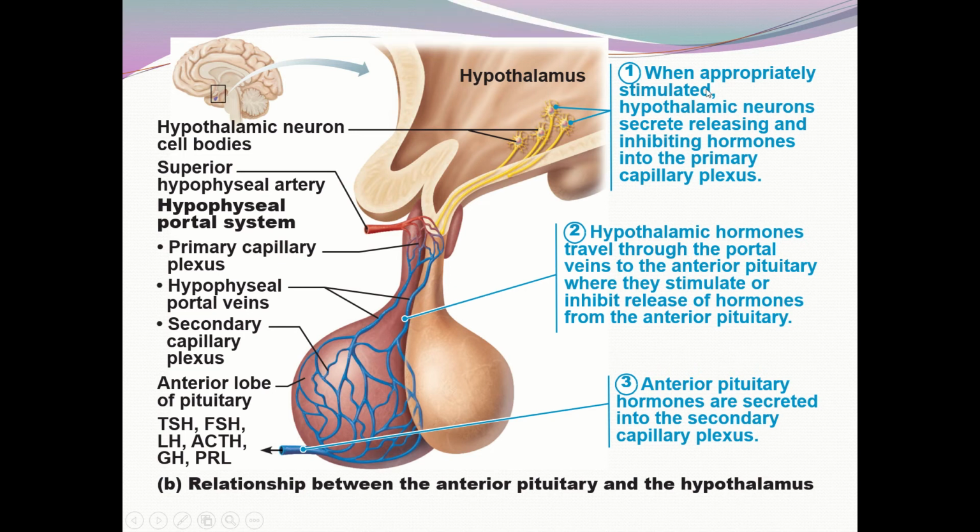So in step 1 for the anterior pituitary, when appropriately stimulated, hypothalamic neurons secrete releasing and inhibiting hormones into the primary capillary plexus. Plexus means a network. See how these are networks? In step 2, hypothalamic hormones travel through the portal veins to the anterior pituitary, where they stimulate or inhibit the release of hormones from the anterior pituitary. In step 3, anterior pituitary hormones are secreted into the secondary capillary plexus.